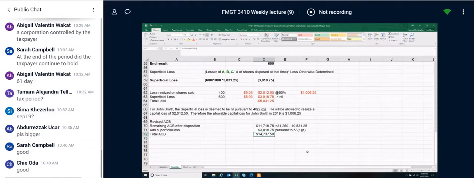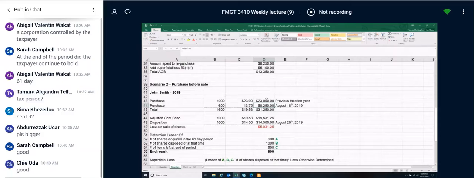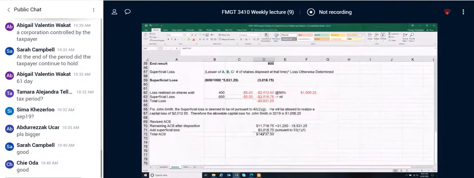Okay. Does this make sense? Remember, 31,250 is the total you spent, less the 19,531 you sold. That's how you got to 11,718. Are we good?